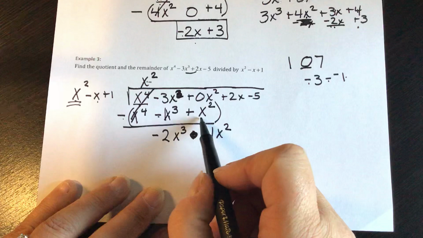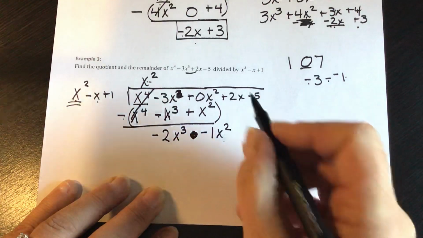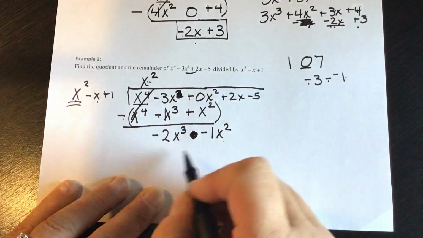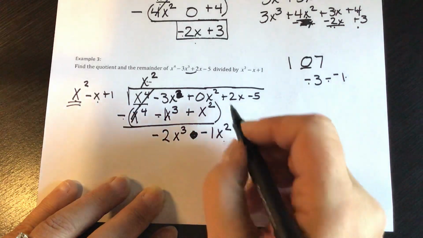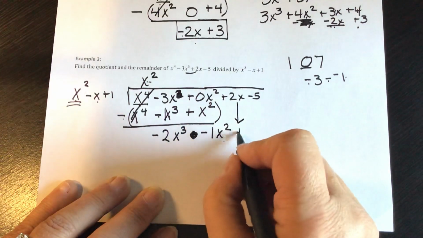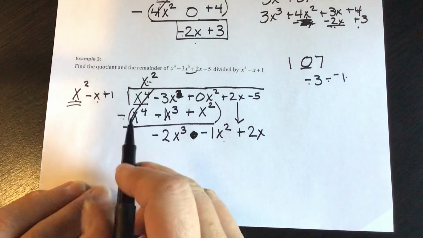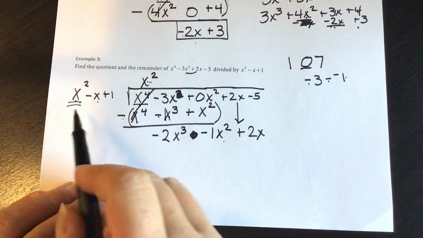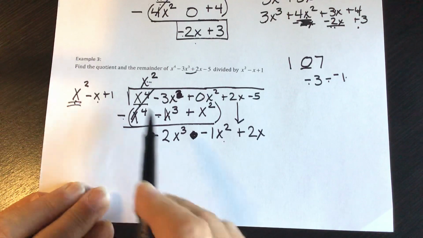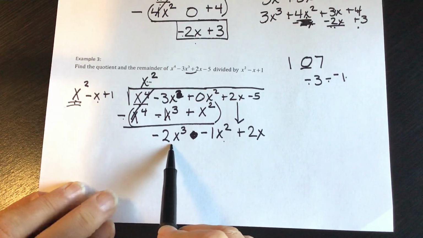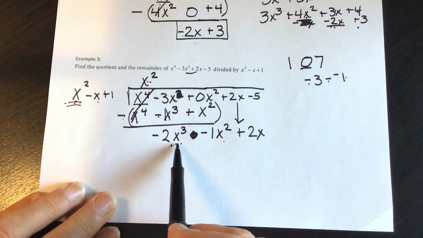0 minus 1 is negative 1. And then I've done my subtracting. I'm going to bring my next number down. So in the next part, I'm going to estimate how many times x squared goes into negative 2x to the third, or what do I multiply by to get this?